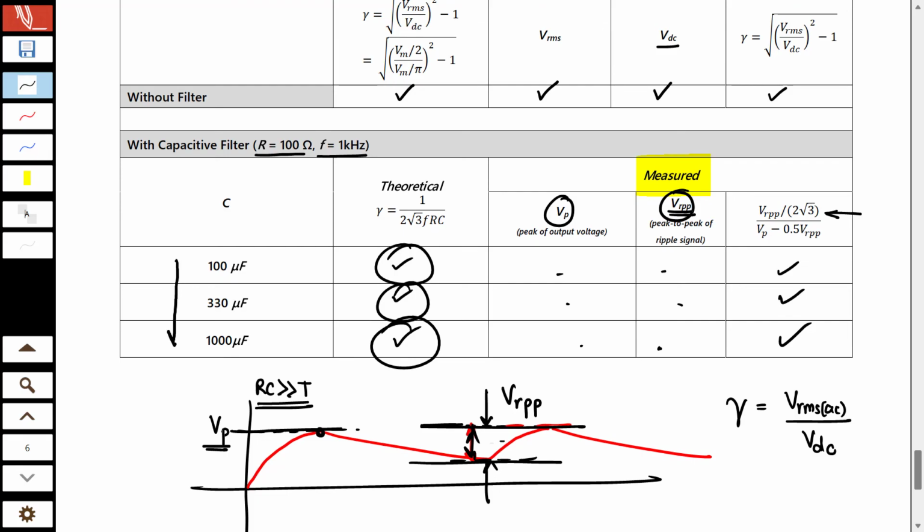So as you increase the capacitance, what happens to the ripple factor? Does it increase? Does it decrease? And why? Please make sure to write that in the inference part of your report.